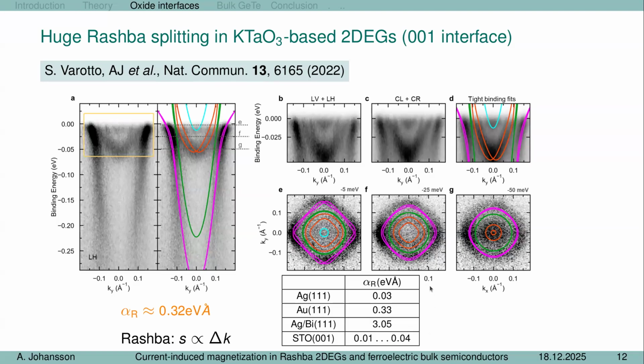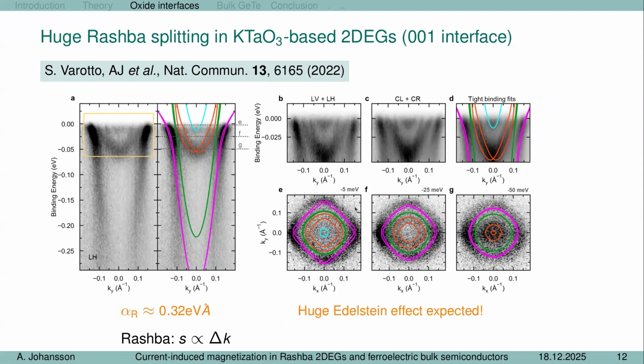And now look at our table again. This is comparable to gold and one order of magnitude larger than in STO. And as I said in the beginning, the spin-Edelstein effect is expected to be proportional to this delta K splitting and also to be proportional to this Rashba splitting. Therefore, we expected a huge Edelstein effect in the system, and we were very motivated to calculate that.